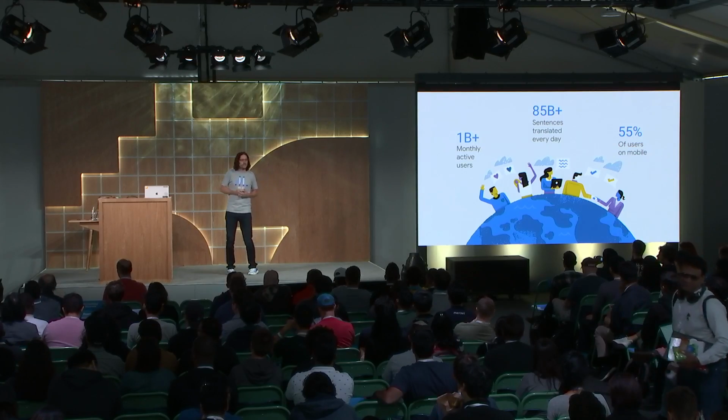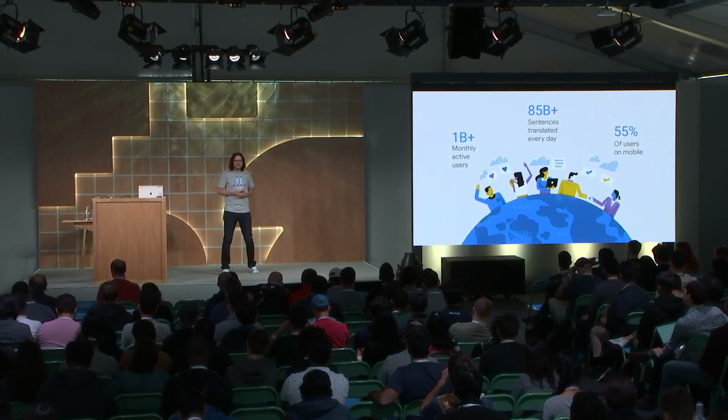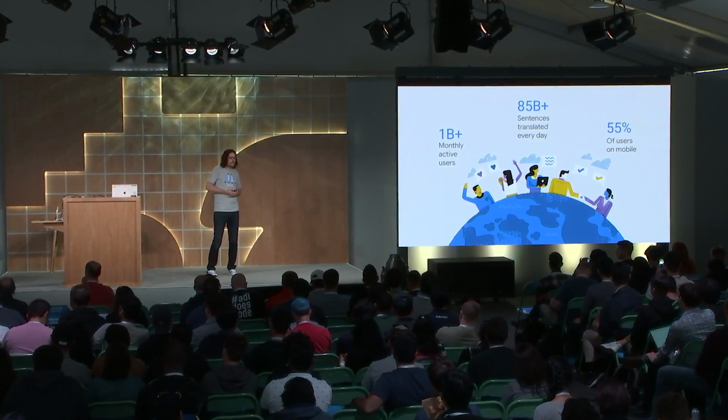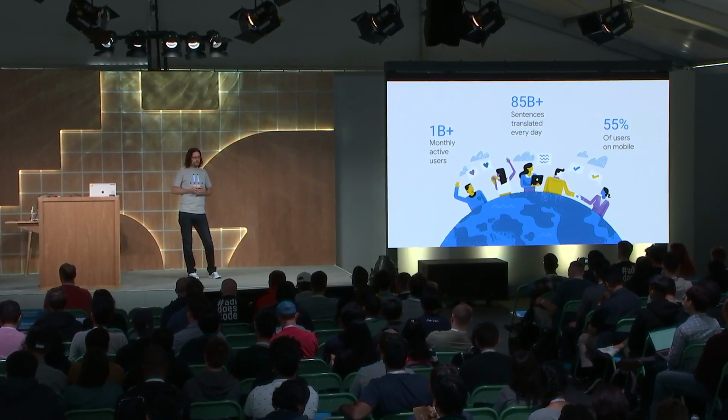So let's get started. We're adding 2 APIs to MLKit. Let's talk a little bit about Google Translate. Google Translate is the world's #1 digital translation solution. It is used by more than 1 billion users each month. And all those users together translate about 85 billion sentences each day. And of these users, more than half are running on mobile devices.